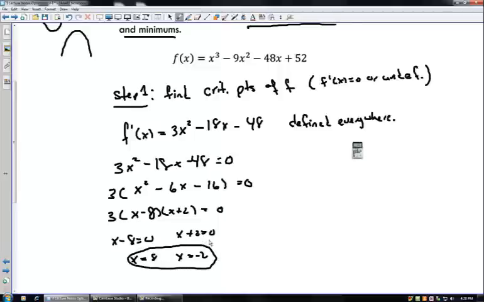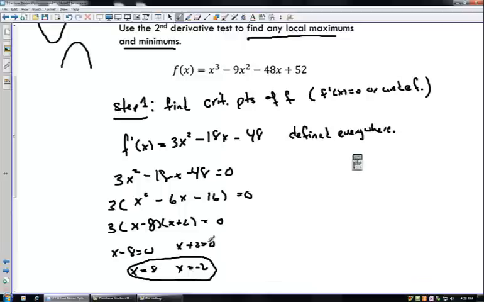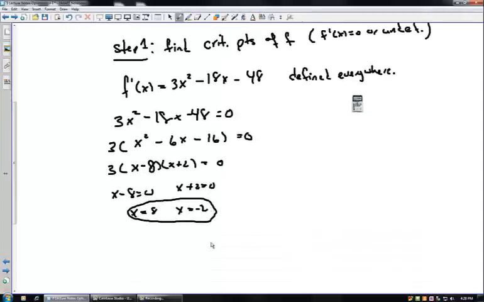And now I'm just trying to figure out if it has a local minimum or local max. Now I could do step 2, which would be a sign diagram, and then I can figure out, if it's decreasing, increasing, it'll be a min. If it's increasing, decreasing, then it'll be a max. But I want to use a second derivative test, which means use the second derivative to test whether these are local minimums or maximums.